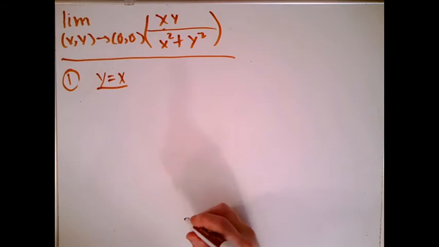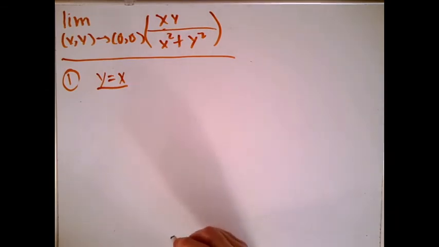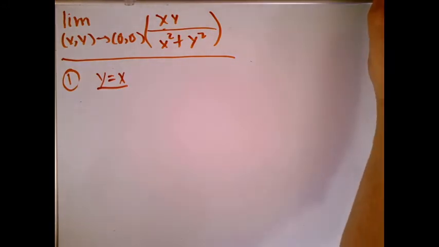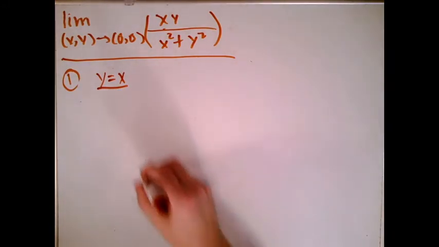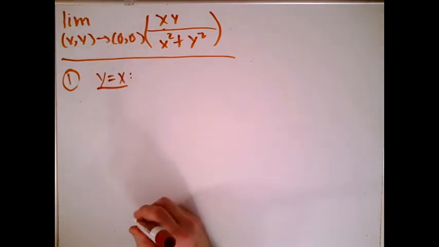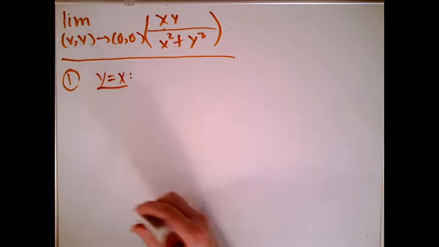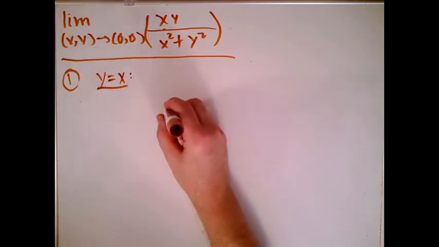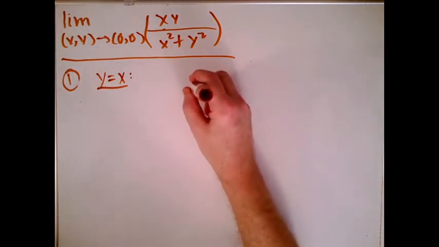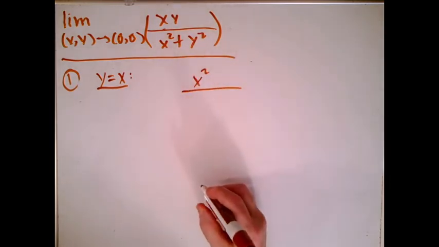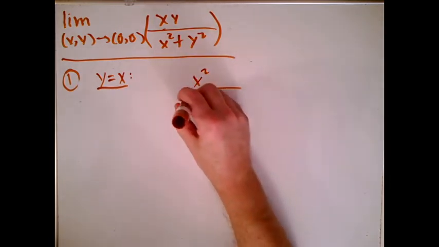Now, what does that say? If the origin is here, I'm going to walk on the surface over the line y equals x until I get there. Now, why does this help? Well, I now can put an x anywhere I see a y. So, for example, the top thing becomes x squared. The bottom becomes x squared plus x squared, well, that's 2x squared.